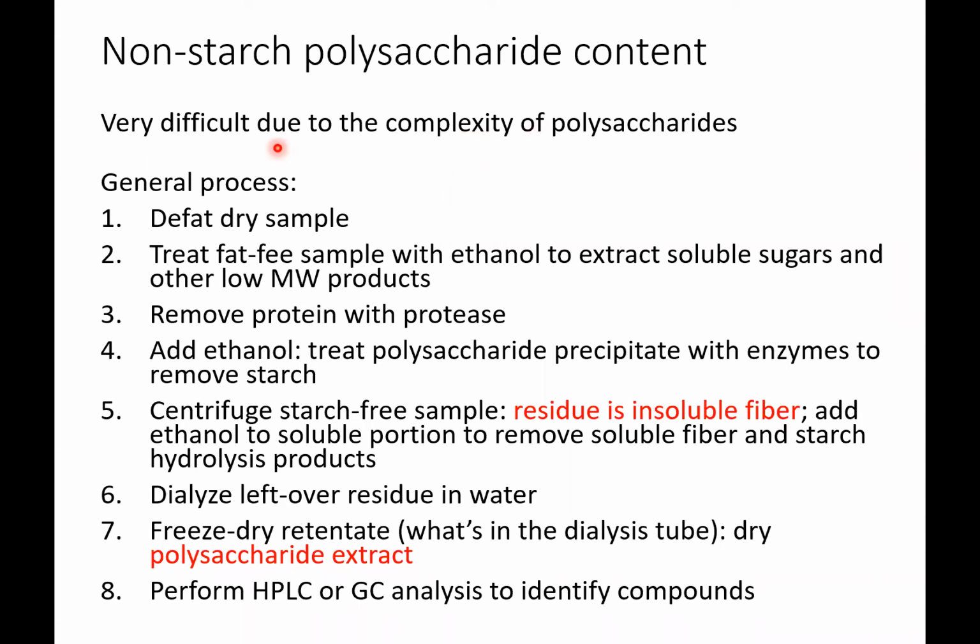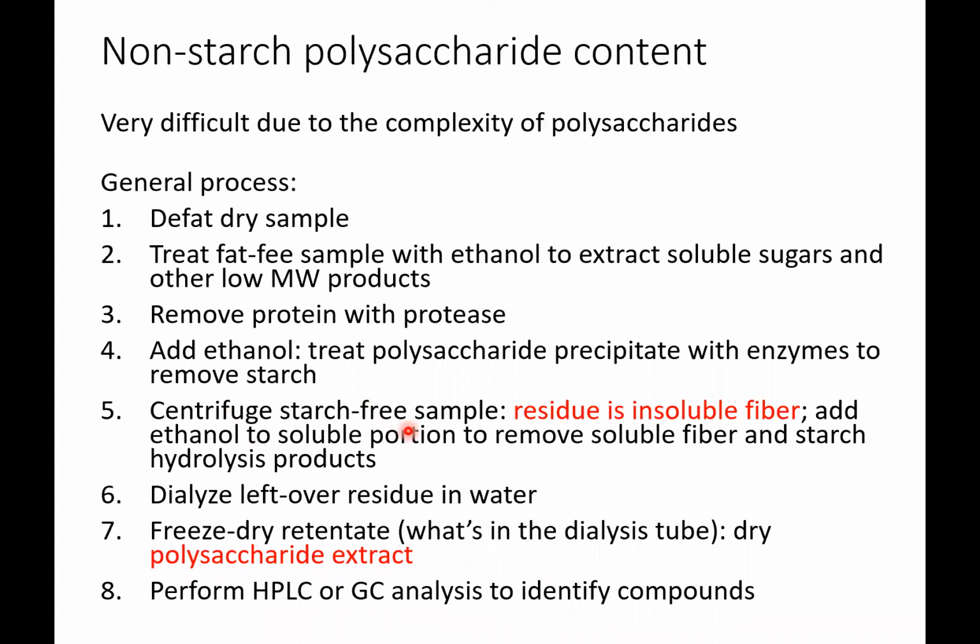So the general procedure for this is you defat the sample with a solvent. You treat the fat-free sample with ethanol and extract soluble sugars and low molecular weight products. Then you remove the protein with protease, same as the enzyme for the protein, breaks it down. Then you add ethanol, treat the polysaccharide precipitate, which comes out of the solution, with enzymes to remove the starch.